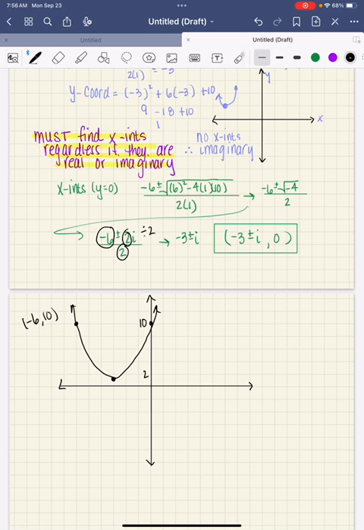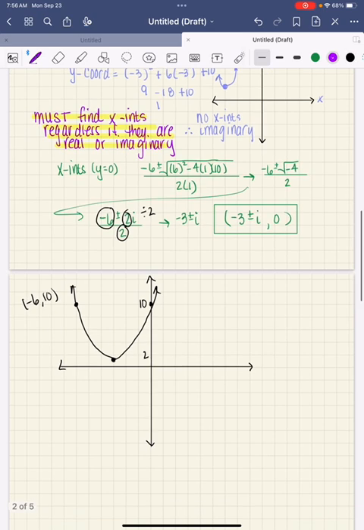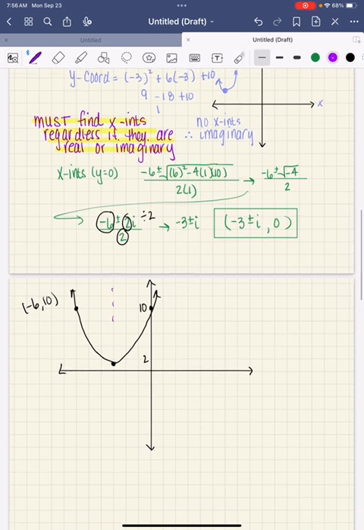All parabolas have what we call an axis of symmetry. It always slices right through the vertex, boom, cut it in half. So my reflected point, the y-intercept was 3 spaces to the right from the axis of symmetry. So I'm going to go 3 spaces to the left, and hence that's where I got negative 6, 10.